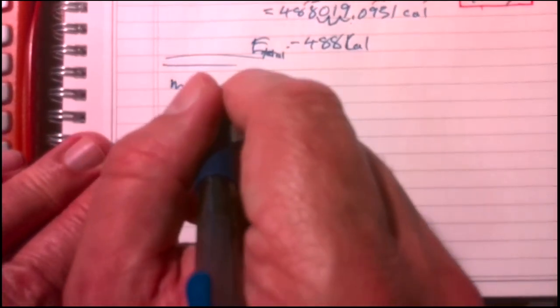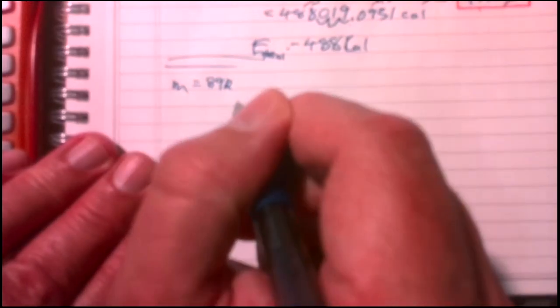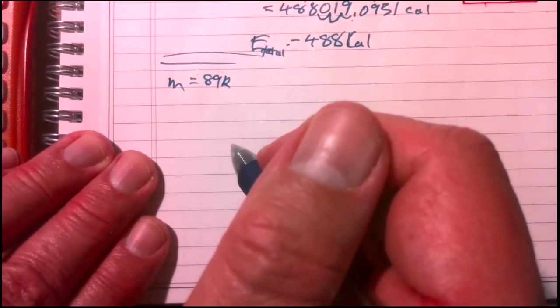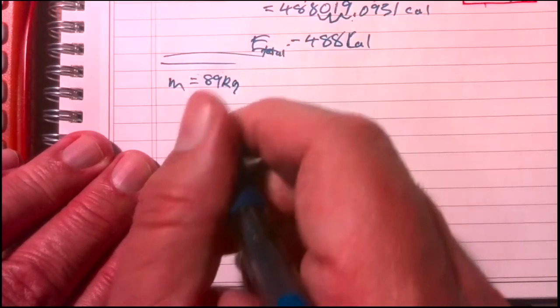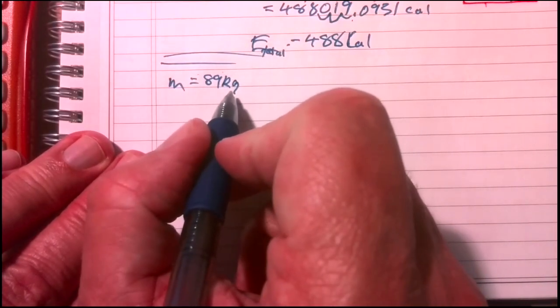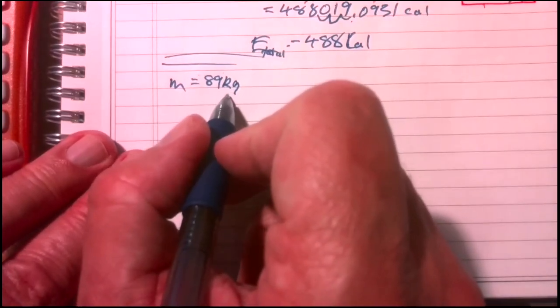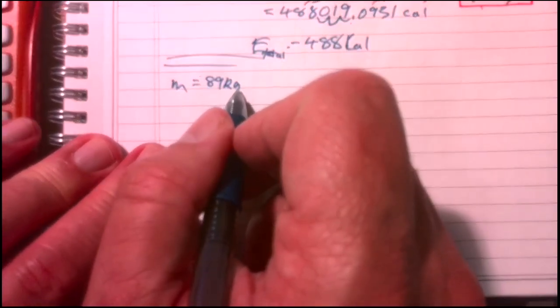Okay, let's start a new problem here. The mass of Jose is 89. Wait, what? Who has a mass of 89 kilograms? For a moment, I was like, why does he weigh 89,000 grams? Okay, anyways.